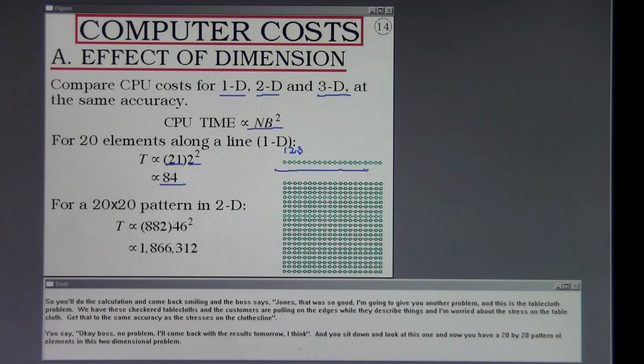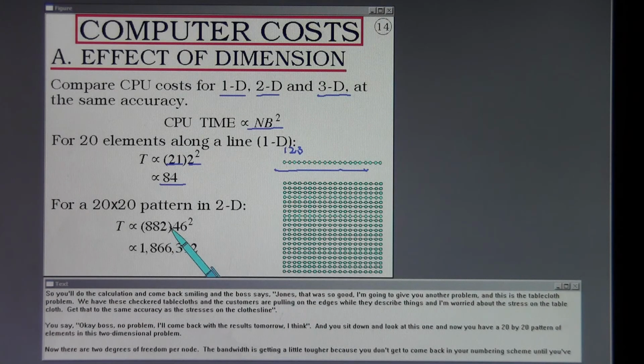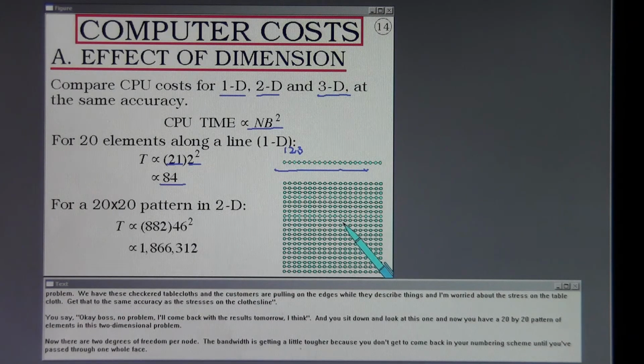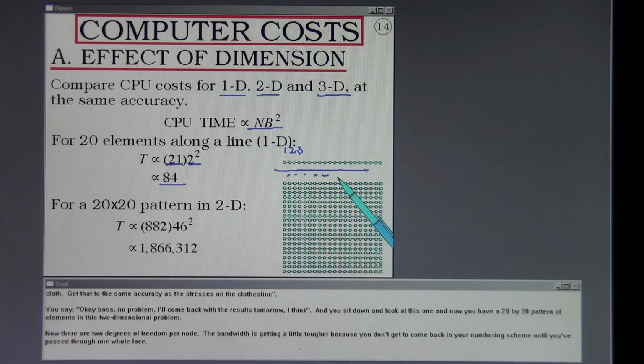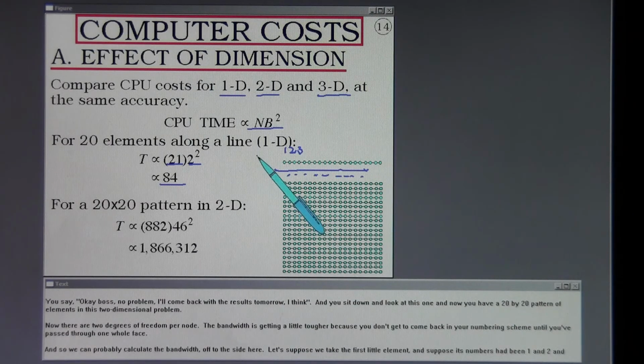And you sit down and look at this one, and now you have a 20 by 20 pattern of elements in this two-dimensional problem. Now there are 2 degrees of freedom per node. The bandwidth is getting a little tougher because you don't get to come back in your numbering scheme until you've passed through one whole face. And so we can probably calculate the bandwidth off to the side here.